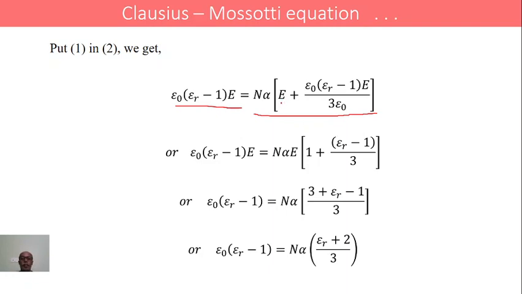In the next step, we take these capital E's common, capital E's are taken out, and the remaining terms are here. In the next step, we cancel these E's, so we get epsilon naught into epsilon r minus 1 equal to N alpha into, we have cross multiplied this, 3 plus epsilon r minus 1 whole divided by 3. Simplifying, we get epsilon naught into epsilon r minus 1 equal to N alpha into epsilon r plus 2 by 3.